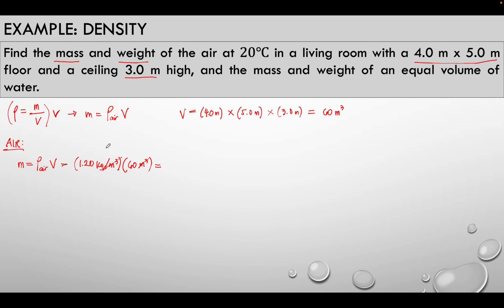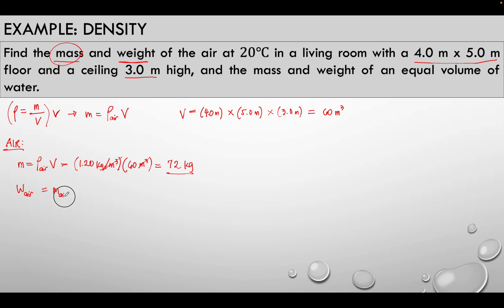So 1.20 times 60 is equal to 72, and then we have the unit, kilograms. So the mass of the air in a living room with a volume of 60 cubic meters is equal to 72 kilograms. So we are done with the mass. Now let's proceed to the weight of the air. To solve for the weight, we will just be using the basic formula for the weight, which is mass times the acceleration due to gravity.